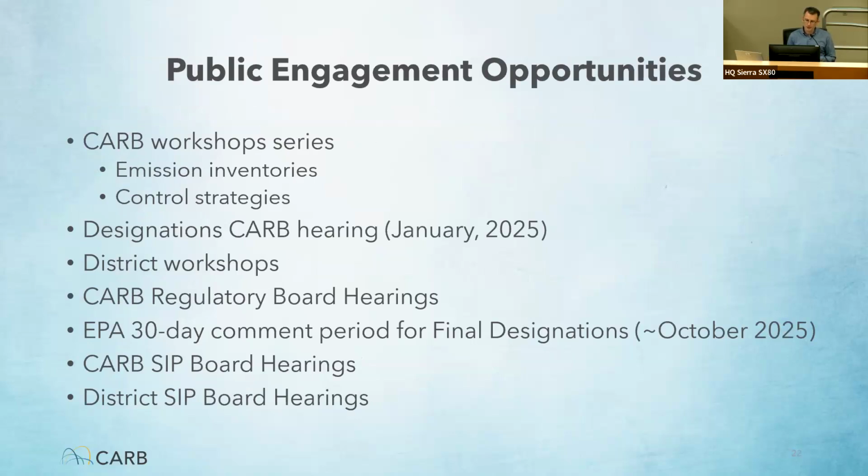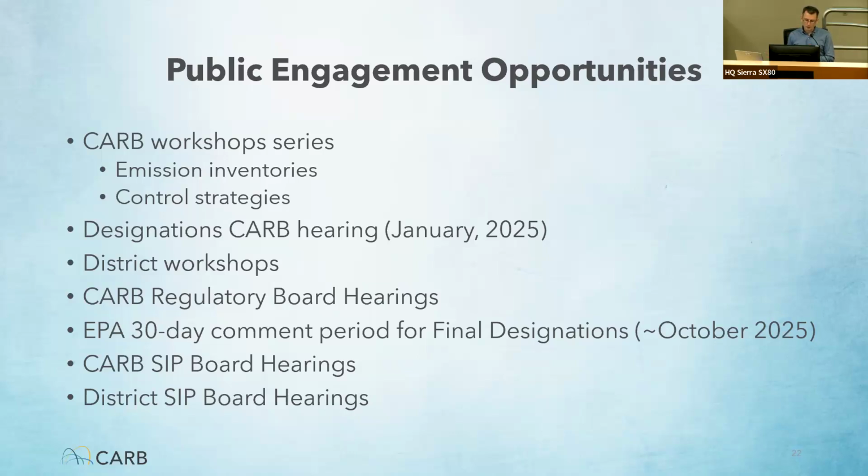These are just a few of the opportunities that we're seeing from this vantage point. The workshop series is one of them. I flagged the emission inventory and control strategy workshop specifically, that one of our future workshops will be on the inventories. Eventually, we'll also have workshops on control strategies. I think these are areas that are really ripe for public input and engagement on. The designations themselves, so our recommendations to EPA will be going to our board in January of 2025. That's another opportunity to engage.